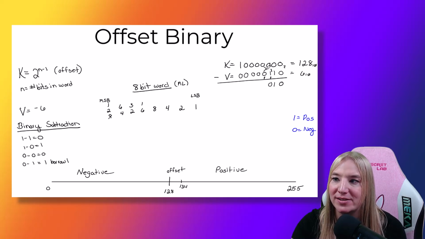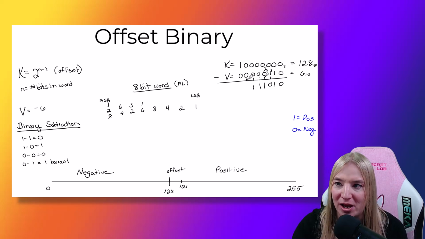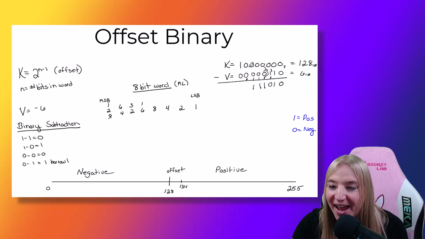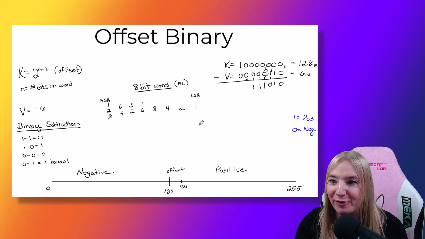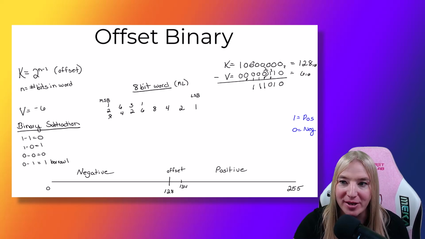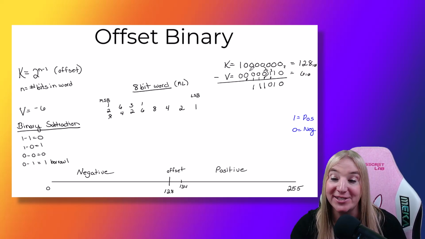0 minus 0 is 0. 0 minus 1 is 1, and then we borrow 1. 0 minus 0 is 0. 0 minus 1 is 1, we borrow 1. 0 minus 0 is 0. 0 minus 1 is 1, and we borrow 1. I was trying to see if I could put them at the top, but for me, I have to do it this way, guys. If there's an easier way to do it, please let me know. I'm always eager to learn easier ways to do these kinds of things.